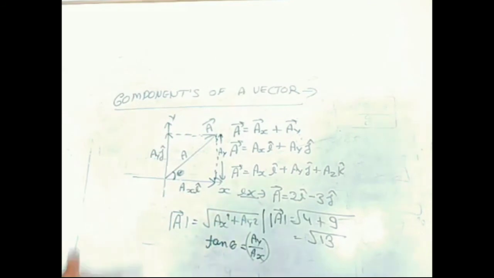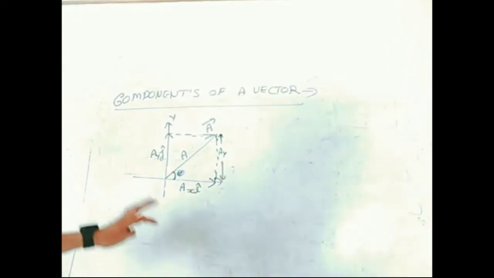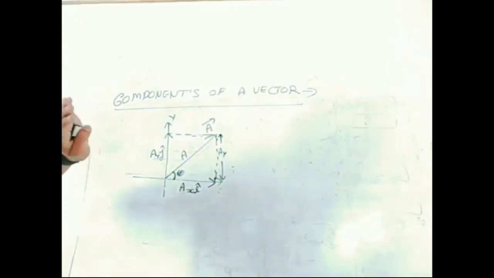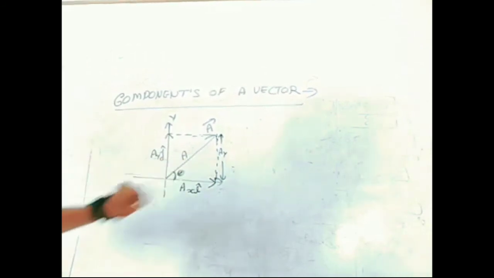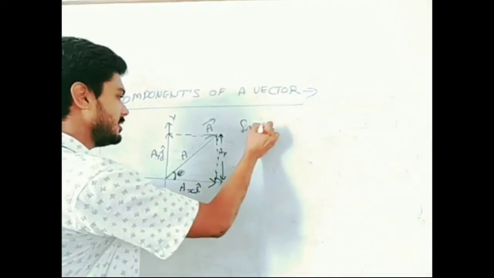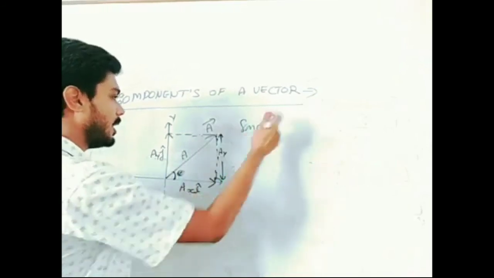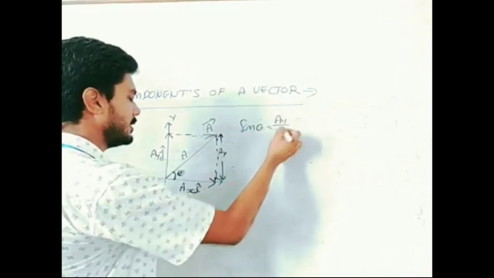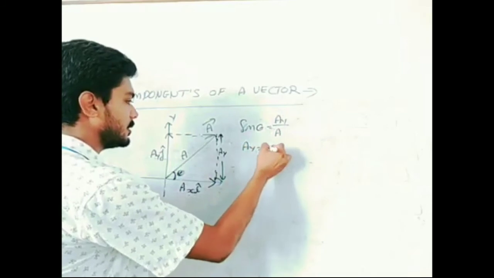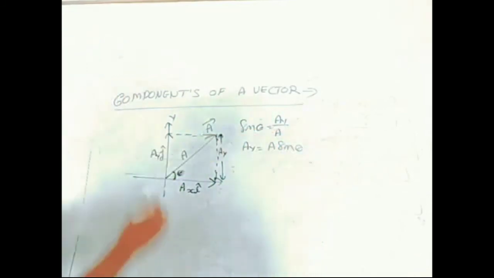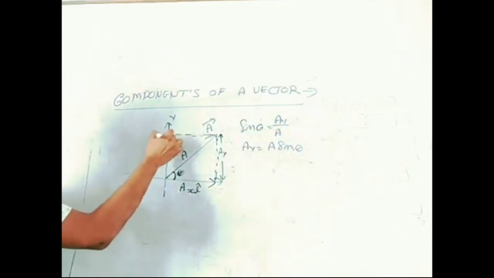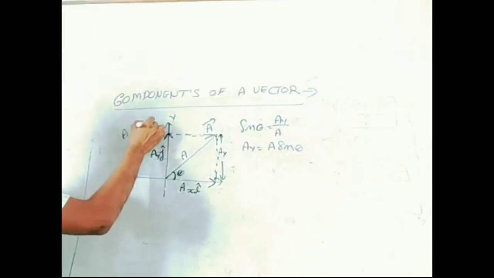Now we are going to use another method to represent the components of a vector. Students, to represent the components of the vector in another form, I am applying sin theta in this triangle. Sin theta is equal to perpendicular upon hypotenuse, ay by A. Then you get ay is equal to A sin theta, which means the vertical component will be A sin theta.